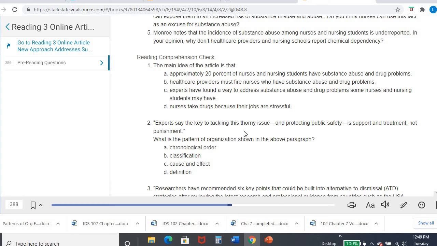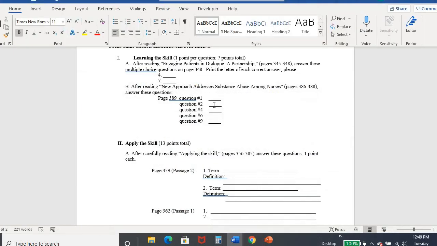Experts say the key to tackling this thorny issue and protecting public safety is support and treatment, not punishment. Which one of these is the pattern of organization? So protect public safety, support and treatment. To be able to tackle substance abuse, they are saying support and treatment is the way to go. So this is a cause and effect relationship. How do we help this issue? We give support and treatment. So cause and effect. So number 2 is C. Again, you're answering number 1 on your own.